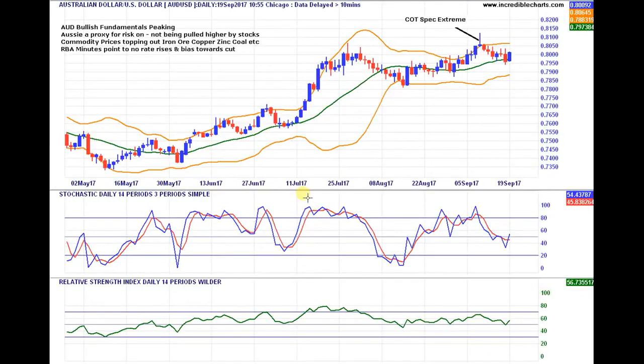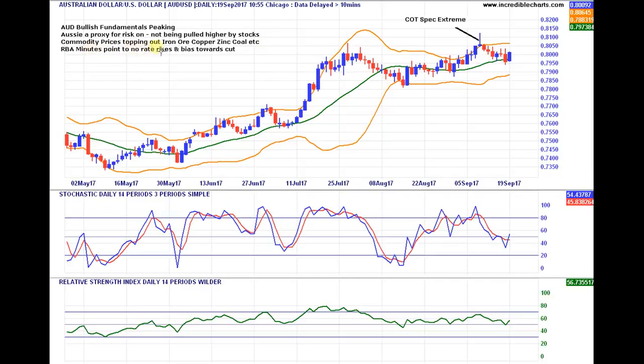The chart of Australian dollar against the US dollar. And just before I draw some levels, I just want to go to what I consider to be the peaking of the bullish fundamentals for the Aussie. We've already seen there is a big speculative net long position in the markets. Now, in terms of the Aussie, it's a proxy for risk on. That means that when stocks are going higher, the Aussie will normally be pulled higher by stocks. Stocks obviously up at multi-year highs, and the Aussie has not really been gaining any traction to the upside over the last week or so. So we take that as a bearish fundamental.